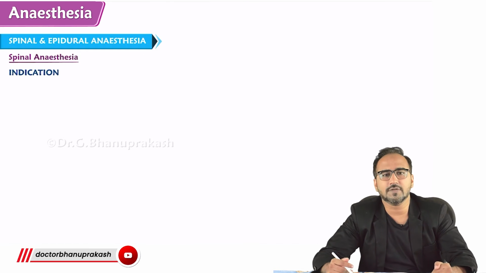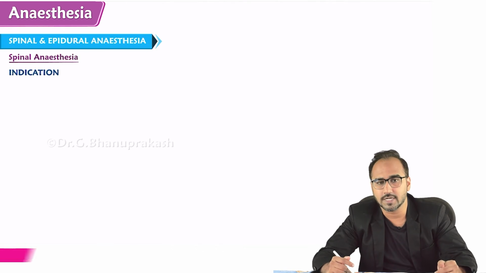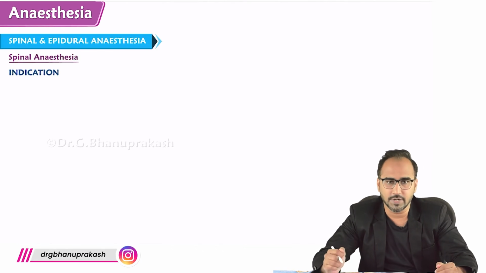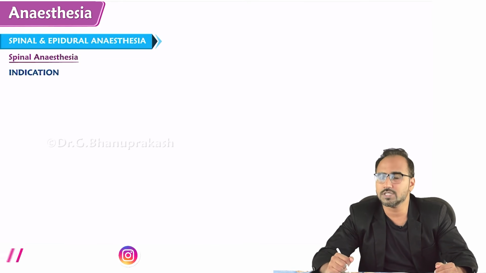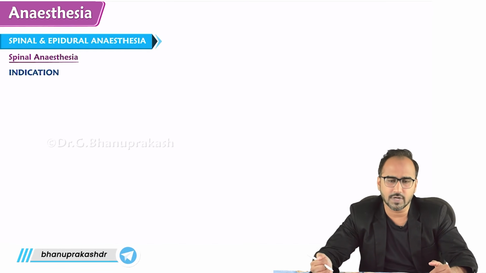So guys, let us start with this topic called spinal and epidural anesthesia, right? Basically, spinal and epidural anesthesia comes under this topic called central neuraxial block. Central neuraxial block consists of spinal and epidural anesthesia. Apart from spinal and epidural, in central neuraxial block we also have caudal anesthesia and saddle anesthesia. We'll discuss that later.